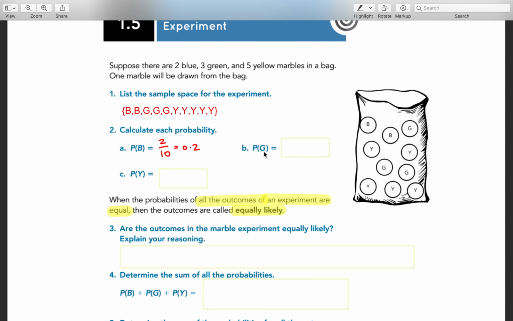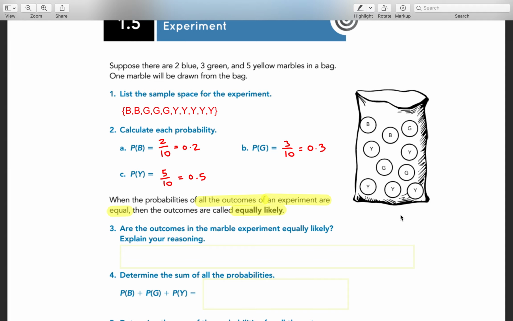Probability of G, of you drawing a green: there are 3 greens out of the 10 total marbles, so it's 3 over 10. And for the yellow, we have 5 out of 10 total, so it's 5 over 10. So it's half. You have a 50% chance of drawing a yellow from this bag. That makes sense because half of this bag is yellow.